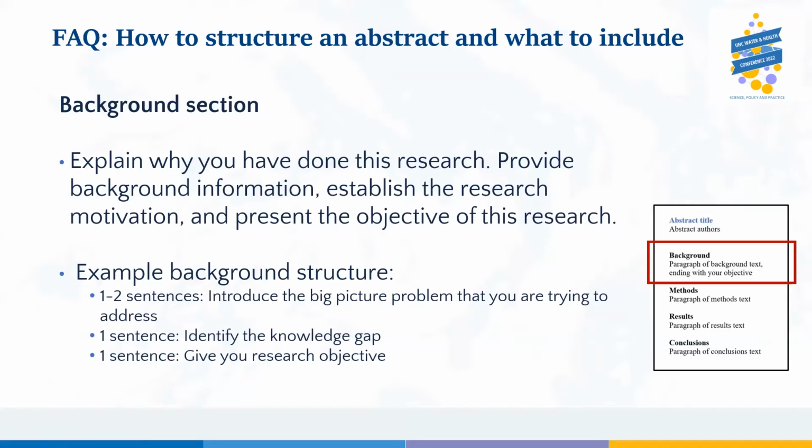But it's generally good if you use the first sentence or two to introduce that big picture problem and the overall question you're trying to address, and then go into identifying the knowledge gap specifically that your research is addressing, and give your research objectives, so we know clearly why you've done the research and what the purpose of your research was.